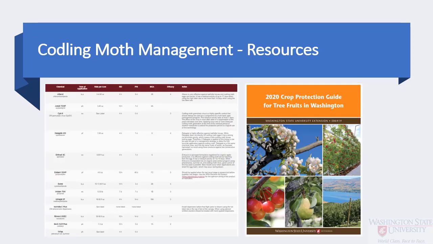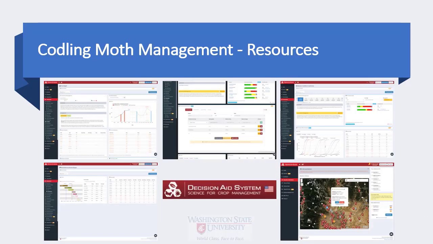There are resources out there to help you with your spray program and decision making. Almost every year there's a new crop protection guide issued with the latest management recommendations and strategies. In there are tables listing the various insecticide products, their application timing, rate, and other valuable information. The WSU Decision Aid System, or DAS, is a web-based platform that's designed to transfer time-sensitive information to you, the decision makers in the tree fruit industry.